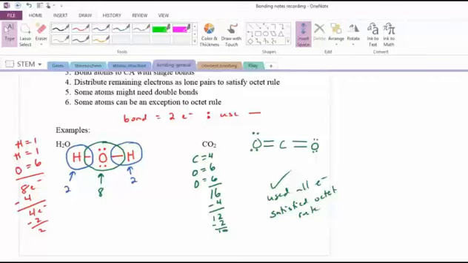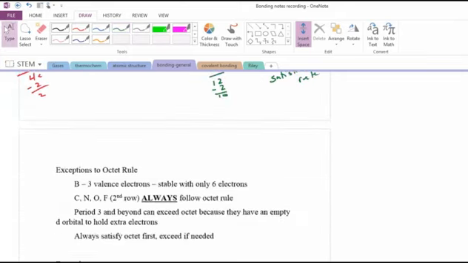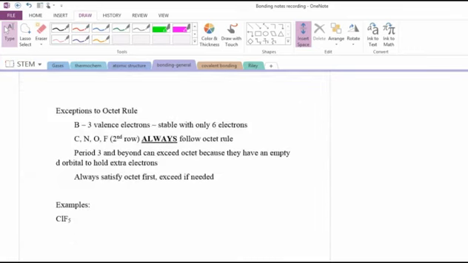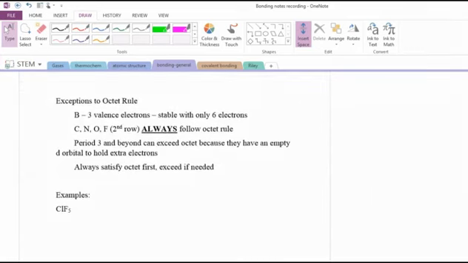Okay, now our step 6 there says some atoms can be an exception to the octet rule. So let's look at some here. Boron is going to be an exception to the octet rule. Boron has 3 valence electrons. Hydrogen has 1, but we've got 3 hydrogens, so we've got 6 electrons to work with.